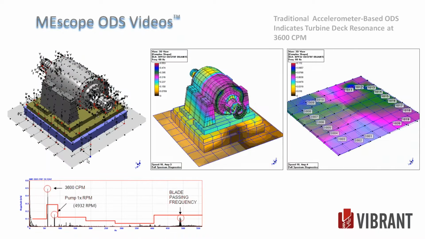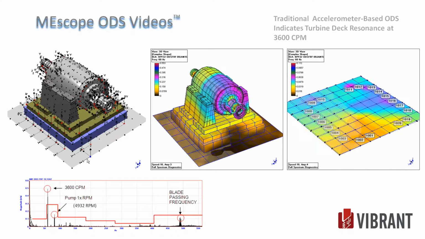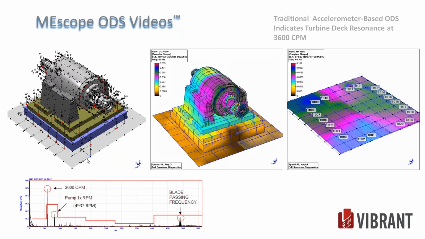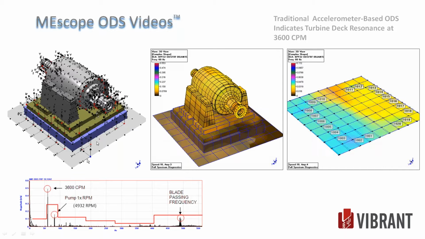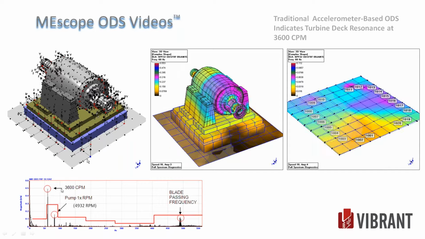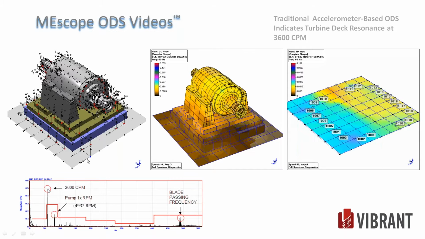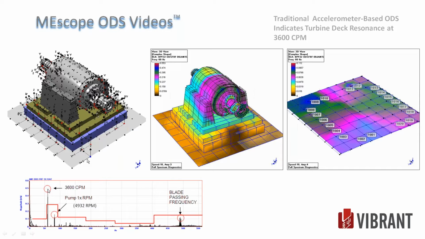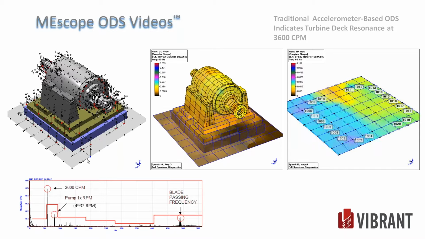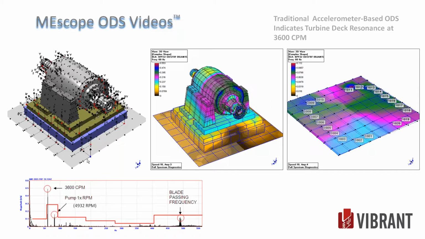So we did an ODS analysis, a traditional accelerometer-based ODS. And it shows us how the foundation's moving. So here's all my measurements. Here's my original data down here, 3600. We're about 0.5 inches per second. And I mentioned earlier for a foundation, 0.05 would be a number I'd be looking for. And that's where you start to get bad. So we were quite a bit higher than that.